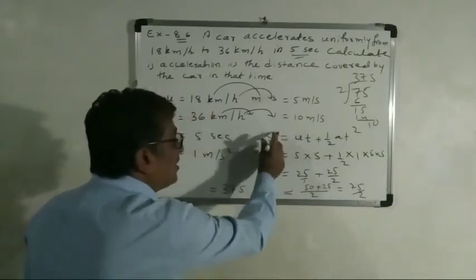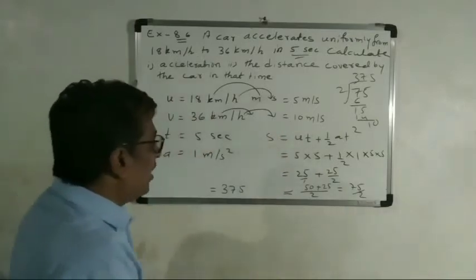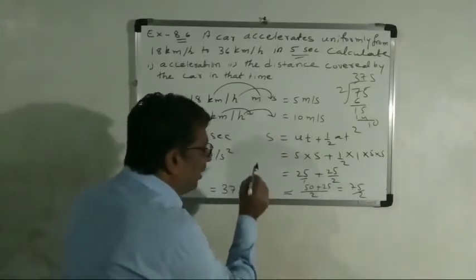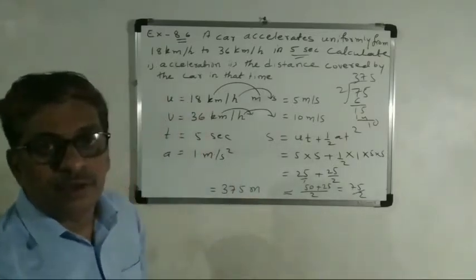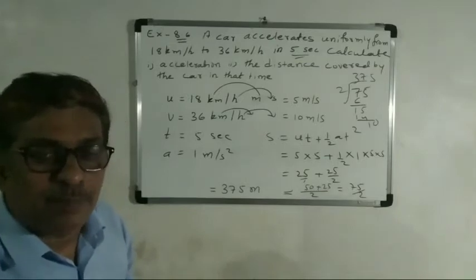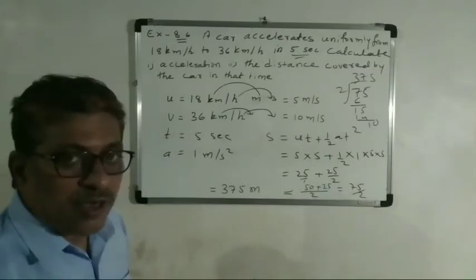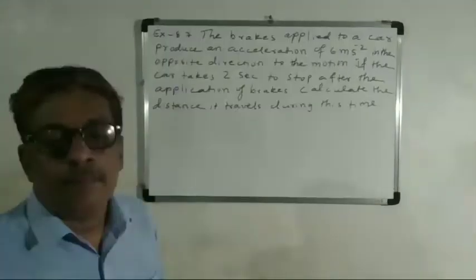So you got 37.5, because this is distance, that is why you have to write meter, not meter square. Here meter, because the distance unit is meter. Okay students, got the idea now?